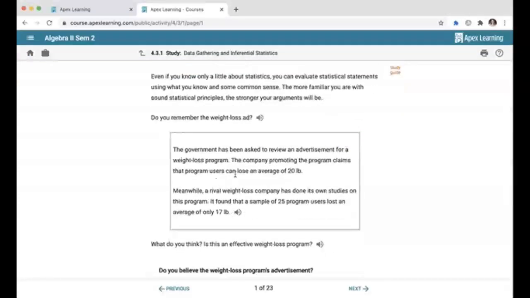So again, the government has been asked to review an advertisement for a weight loss program. The company promoting the program claims the program user can lose an average of 20 pounds. Meanwhile, a rival weight loss company has done its own studies on this program. It's found that a sample of 25 users lost an average of only 17 pounds.